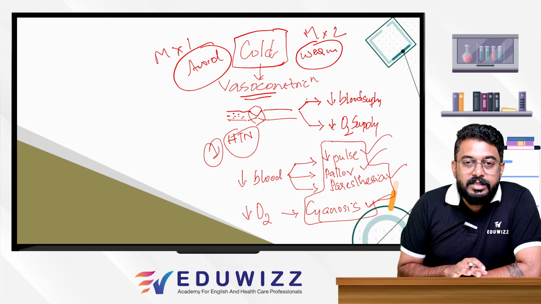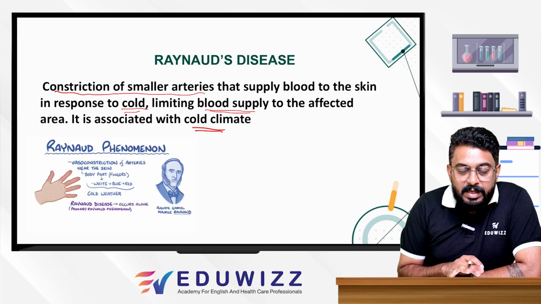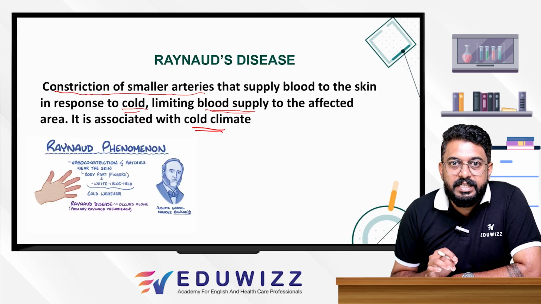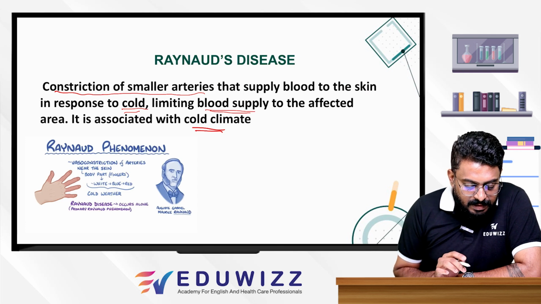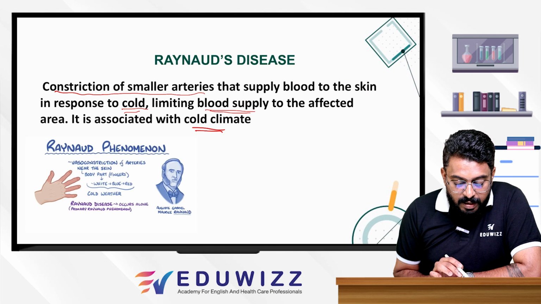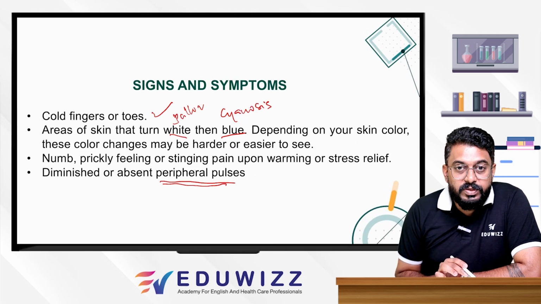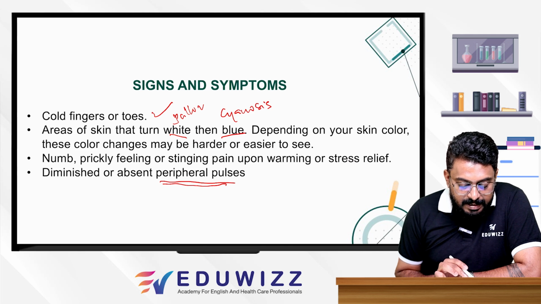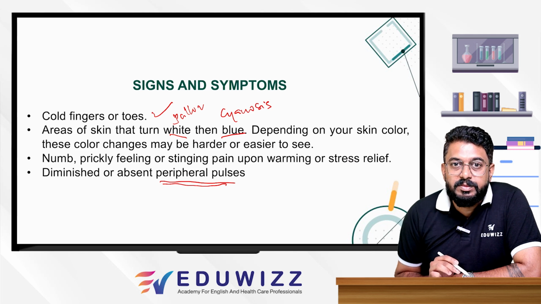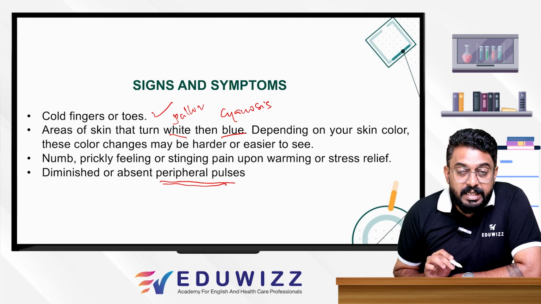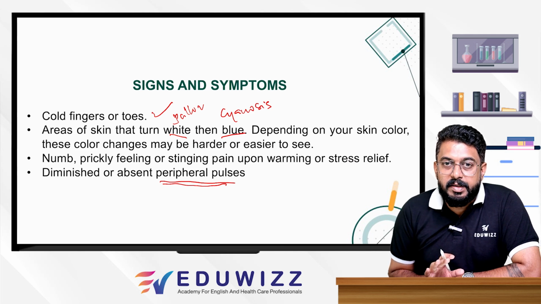So this is the topic, Raynaud's disease. I will repeat again and I will show you a question, how it comes related to Raynaud's disease. Raynaud's disease is constriction of smaller arteries that supply the skin in response to cold, limiting blood supply to the affected area. It is associated with cold climate. Signs and symptoms are cold fingers or toes, low temperature, areas of skin that turn white then blue, which is pallor and cyanosis, numb, prickly feeling or stinging pain, which is paresthesias, and diminished or absent peripheral pulses. Hope you all understood about the topic.